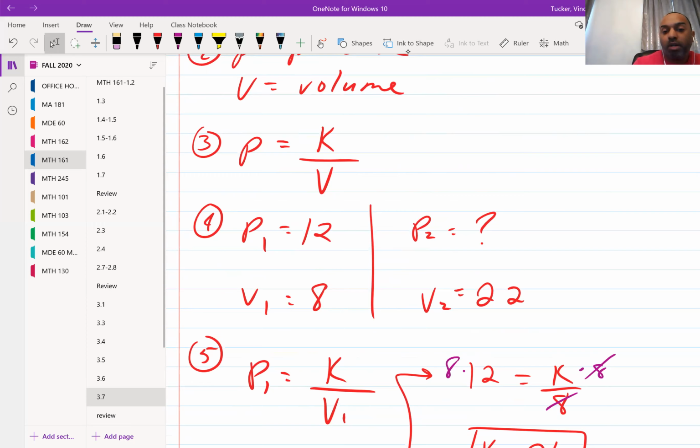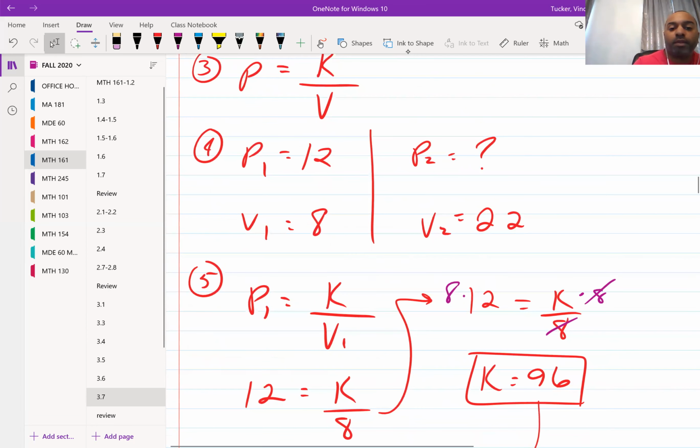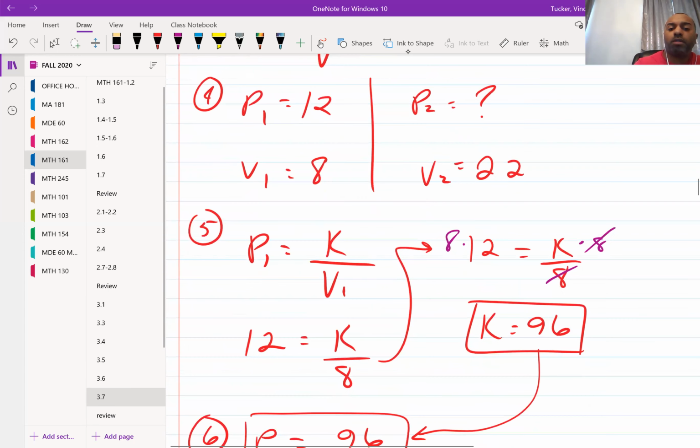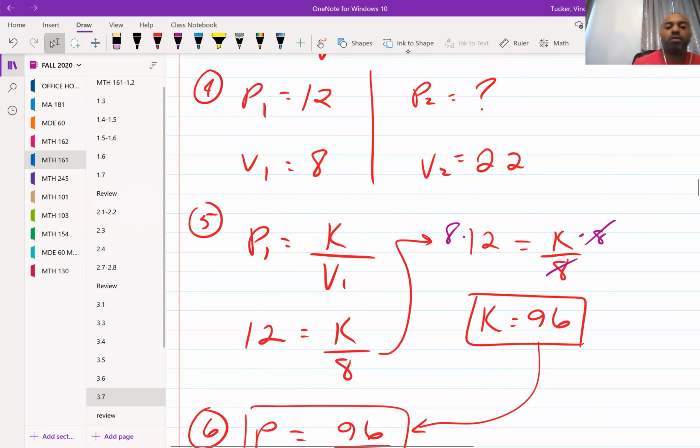All right. Step 5, plug in the first set of information into the equation so we can solve for K. So 12 for P, 8 for V. Multiply 8 to both sides. K will be equal to 96.